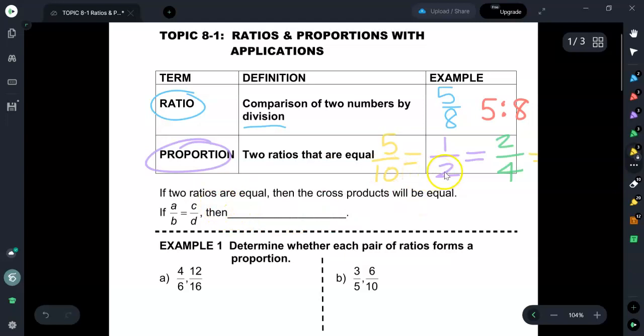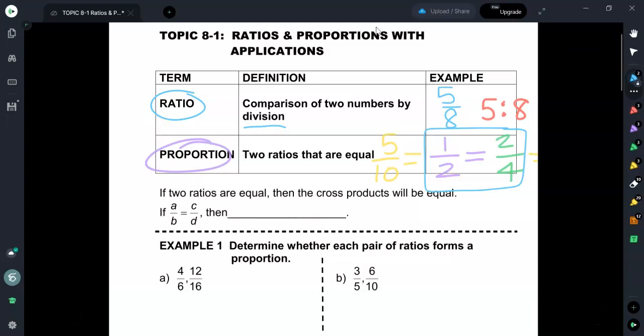So if I set two fractions equal to each other and I cross multiply, those products are also going to be equal. So let's examine this piece up here. Let's just take a snapshot. Let's look at these two right here. If those two fractions, those two ratios, are actually equal, when I cross multiply them, I'm going to get two equal numbers. So let's cross multiply.